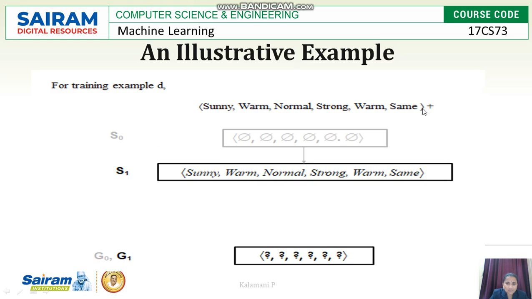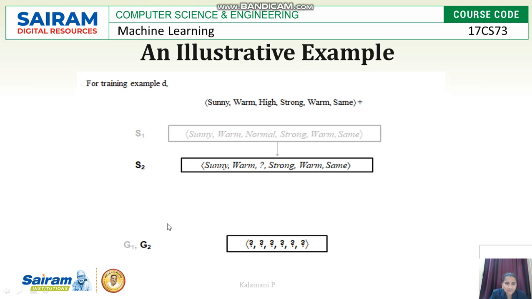Then the first training example is positive. So we move S0 to S1, which is more general than S0. Instead of phi, S1 takes the values sunny, warm, normal, strong, warm, same. Then G1 will remain as it is, because S1 is considered for positive examples. Then the next training example is another positive one, so S1 is already this. Then S2 is based on sunny, sunny, sunny, warm, warm, warm.